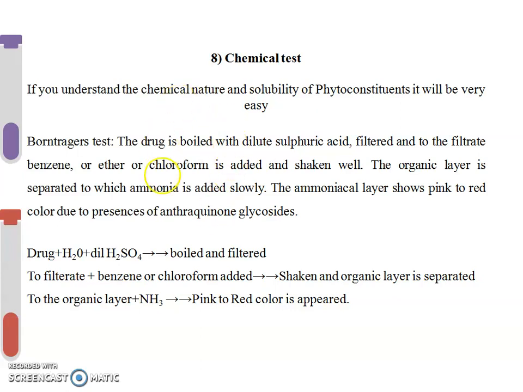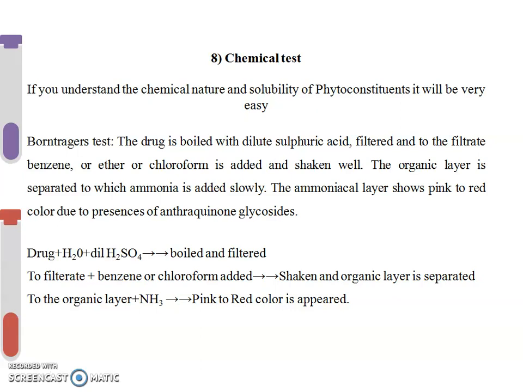And moreover, do not write this test in a sentence-wise manner. If you write it in a reaction way, it is easy to remember. Now let's see how things can be made simple. Here, senna leaves are taken, and to that we add water and dilute sulfuric acid, which we boil and filter. Why is this sulfuric acid hydrolysis done? To separate the glycone and aglycone parts.